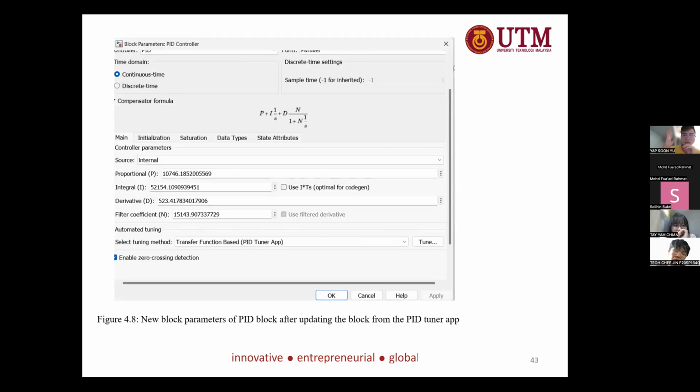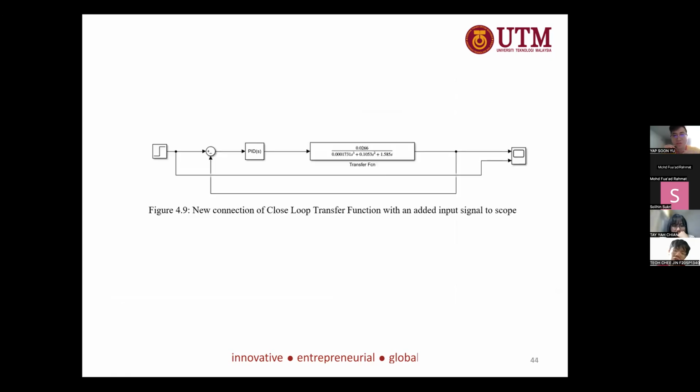So after I get the new response, I update the block in the PID Tuner app, and I get new values for KP, KI, and KD. Next slide. So now I want to test the new ESS, whether the ESS is still 0 when comparing the PID signal with the input signal. You can see that I add one more input signal to the scope. Next slide.